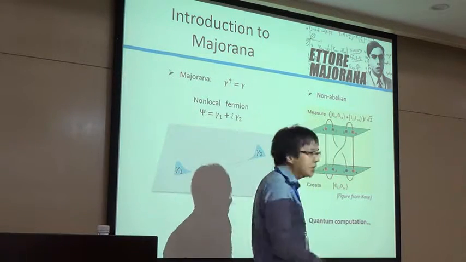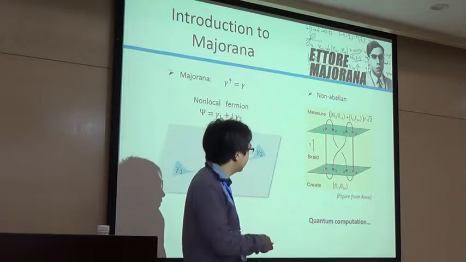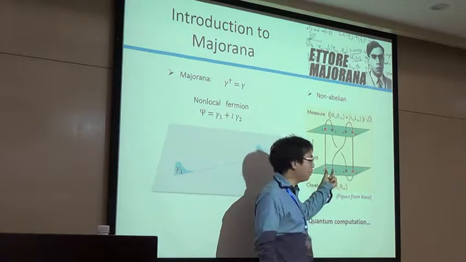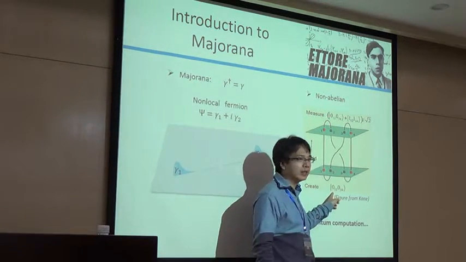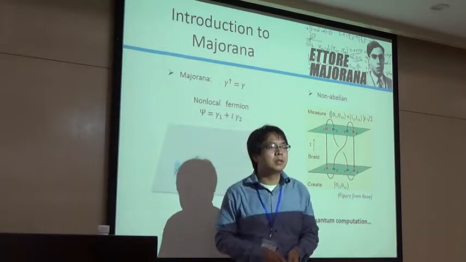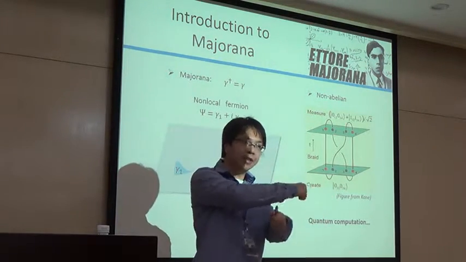What is really interesting is that if you have two Majorana, for example, now they form an empty state, and you have another two Majorana, they form another empty state. And you can do braiding.